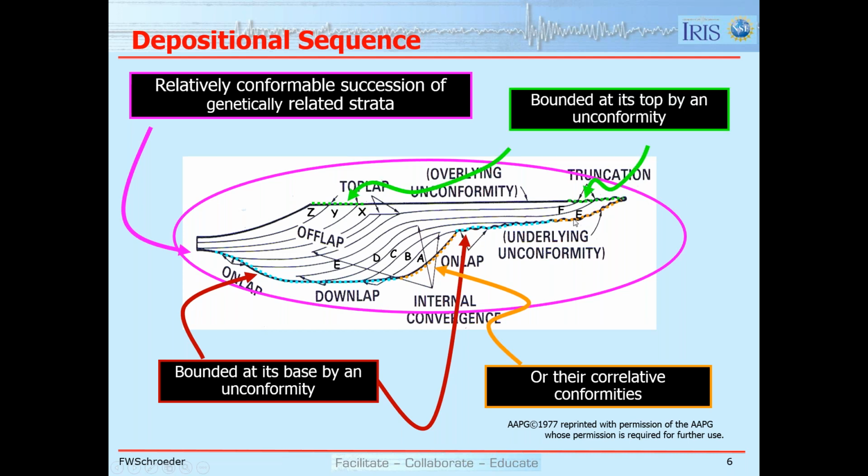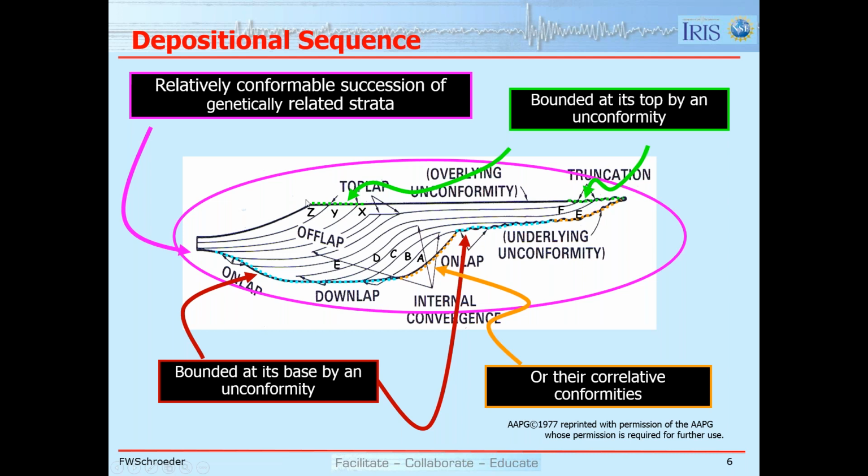It's also bounded at its top by an unconformity. So I have layer X, Y, and Z. So if I drilled right where that little green arrowhead is, I would not see any of unit Z. Similarly back here, if I drilled where this arrow is, I would see unit E and most of F, but I wouldn't see any of the younger units.